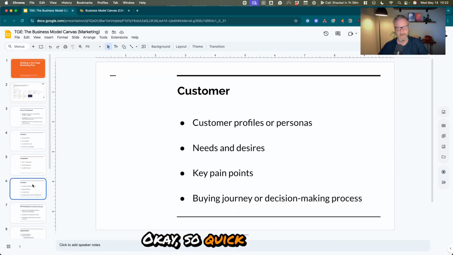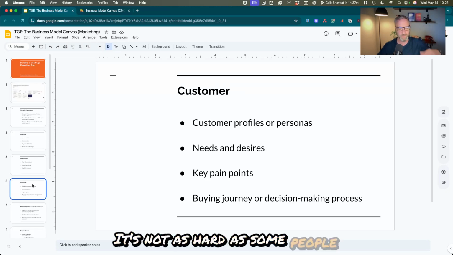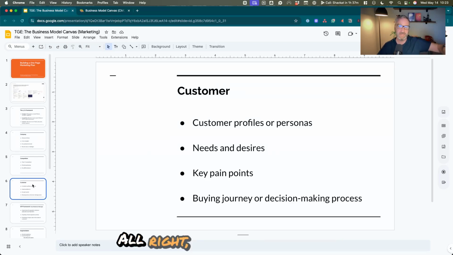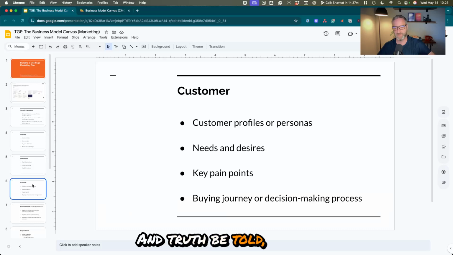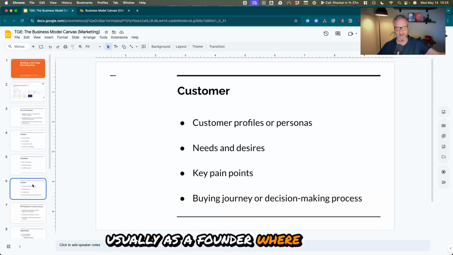Okay, so quick exercise. It's not as hard as some people think. You can actually get there fairly quickly. All right, now this is where I would spend most. So beyond the mission and vision, once we get that down, this is where I see organizations really get it sideways. And truth be told, this is usually as a founder where I trip personally.